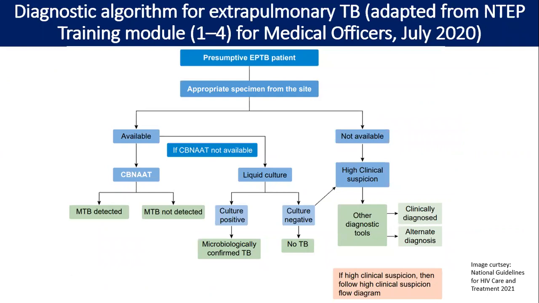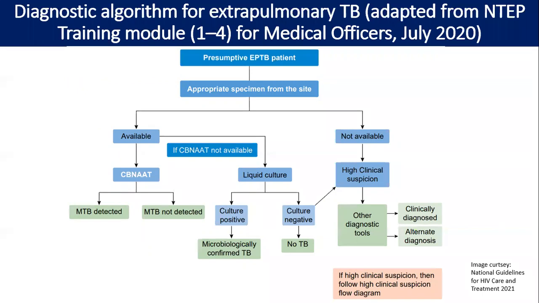Now, presumptive EPTB. In case of presumptive EPTB, we do appropriate sample collection and, if possible, we go for CBNAAT. And based on CBNAAT, whether MTB detected or MTB not detected, we start treatment. If it is detected, then it is a microbiologically confirmed one.